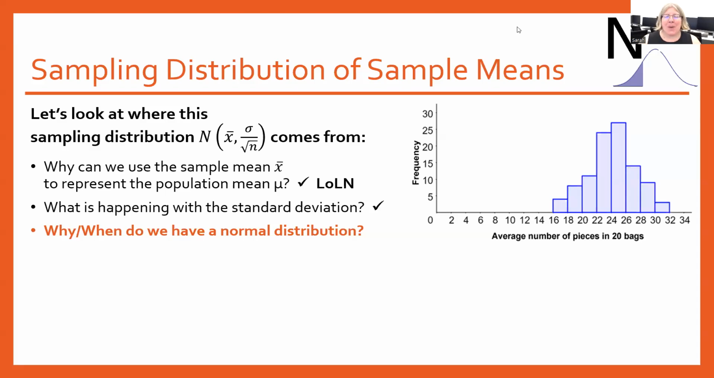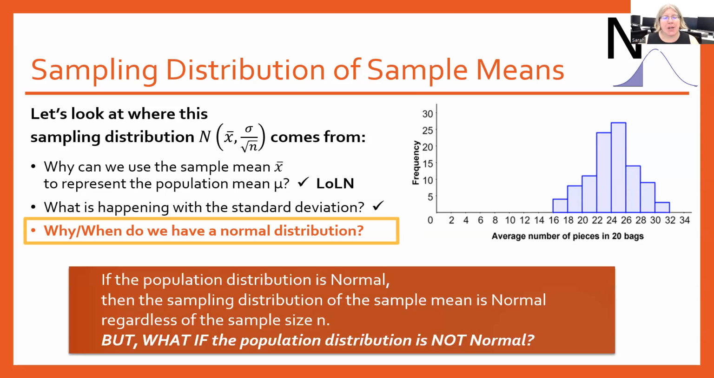So if you remember, we had 3 questions that we were going to investigate to get a better understanding of what this sampling distribution of sample means are. The first question, we talked about the law of large numbers and why we're allowed to use the sample mean x bar to replace the population mean mu. The second question, we looked into that standard deviation and why we're dividing by that square root of n. So our third question is, why or when are we going to get a normal distribution for our sampling distribution?